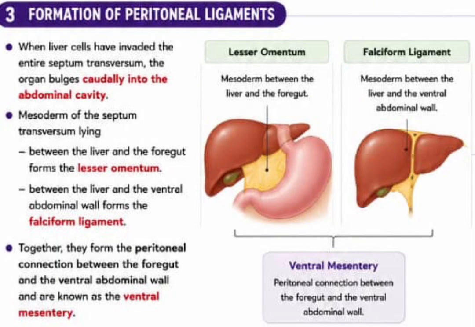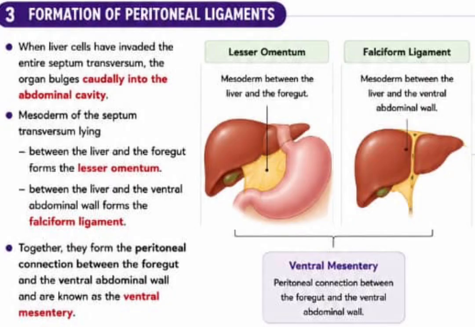But now the free margin of the falciform ligament contains the umbilical vein that obliterates to form the ligamentum teres hepatis. You get it now? So important. Now the formation of the diaphragm and the bare areas of the liver.